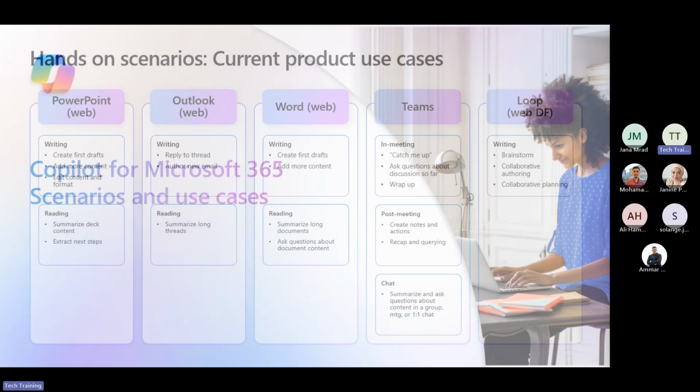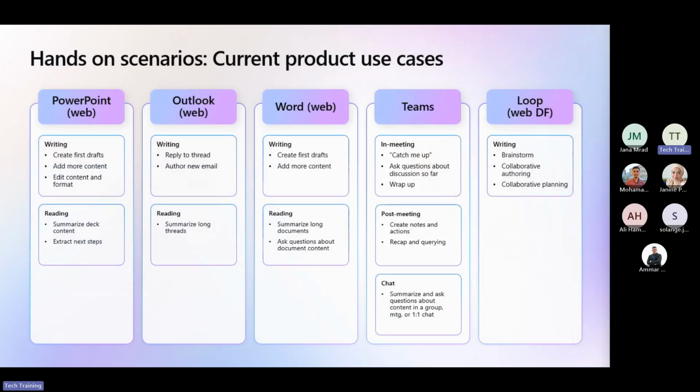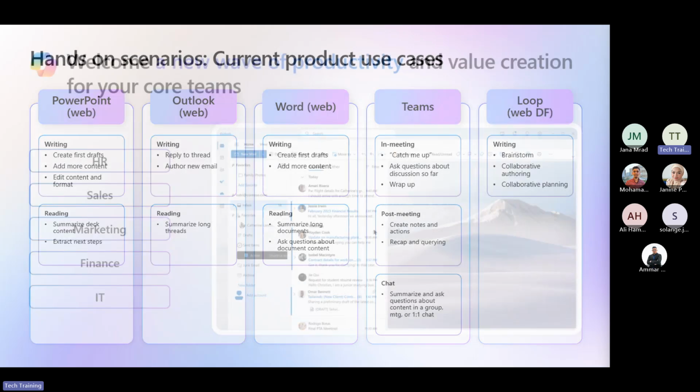Okay, we have hands-on scenarios where we can use the Copilot. We have PowerPoint, Outlook, Word, Teams, and Loop. These are different things that can be done. I will not be reading this whole slide, but within PowerPoint, you can create drafts, add more content, and edit content in Loop and Teams. You can use the prompt "catch me up" that will give you a draft of what's going on to update your information, ask questions about the discussions, and so on. As you can see here, there are a lot of things that can be demonstrated.